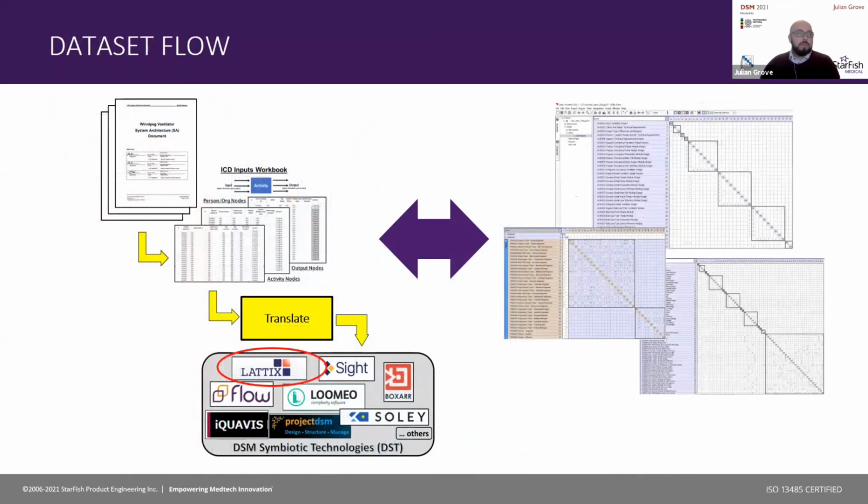In terms of the dataset flow, we were able to take the Winnipeg ventilator system architecture document that we produced last year, translated that into an industry challenge dataset inputs workbook with a section for each of the 3 domains. And then that data was translated into a format compatible with one of the DSM symbiotic technologies, in this case, LaTeX. And that was used to produce the DSMs and analyze them as shown on the right.